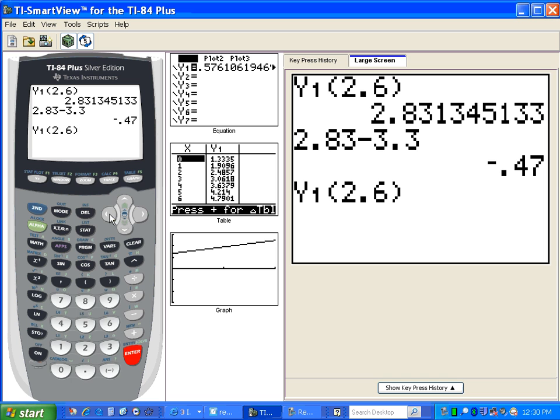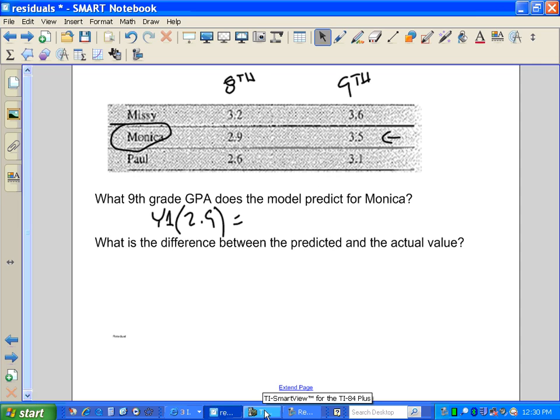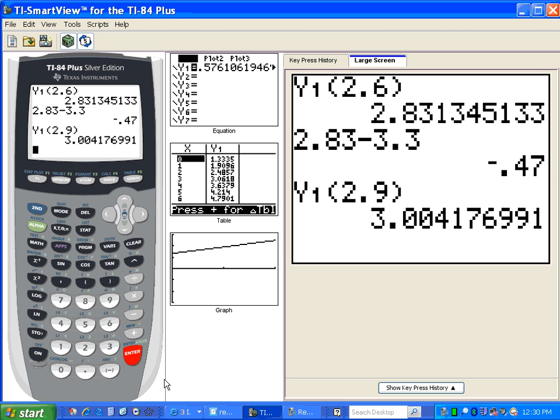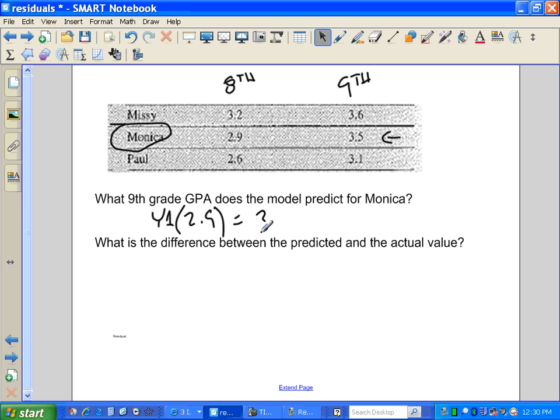So for Monica, I did a little fancy stuff there. She had a 2.9, right? So we're just doing the y1 of 2.9. Just going to plug 2.9 into the equation, but I'm going to let the machine do it for me. So it predicts that Monica has a 3.0, 3.004 or something like that. It turns out that Monica actually got a 3.5.